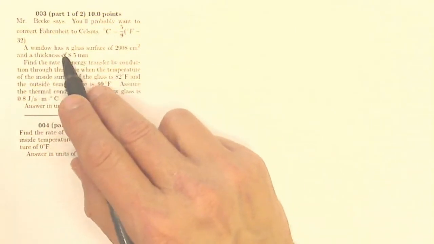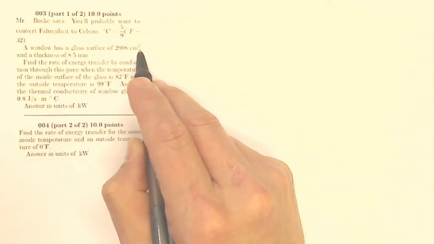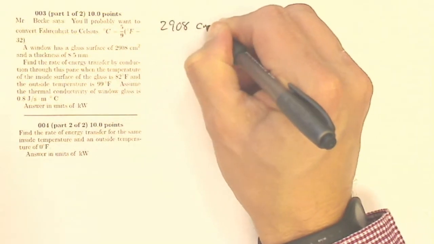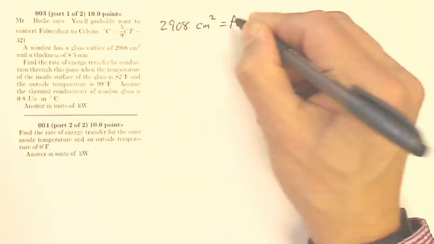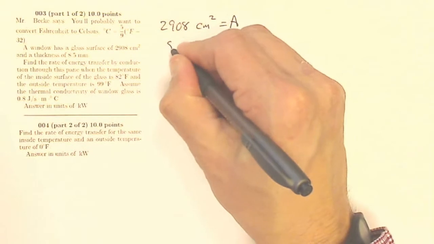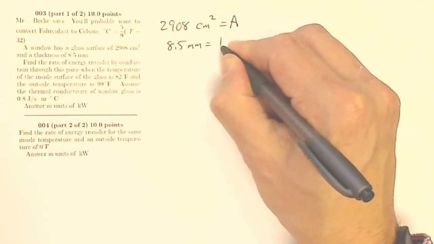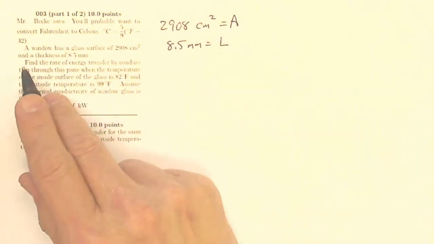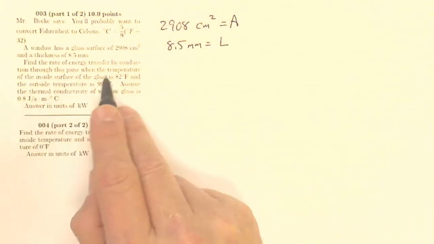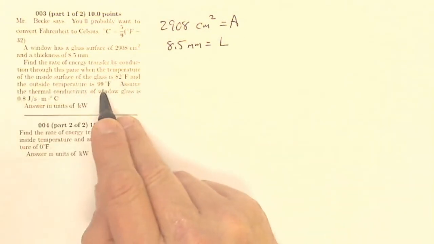The window has a glass surface of 2908 centimeters squared. So I've got 2908 centimeters squared as my area, and a thickness of 8.5 millimeters. So 8.5 millimeters equals my thickness, which I use for L. Find the rate of energy transfer, that's H, by conduction through this pane when the temperature of the inside surface is 82 and the outside temperature is 99.